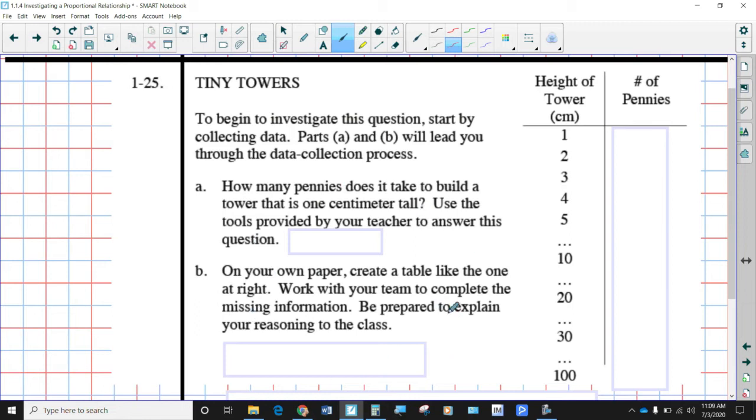All right, so let's assume you just did a fantastic job. Your table is written neatly and clearly in your journal, and you've got all these numbers written on the side. So it says, how many pennies does it take to build a tower that is 1 centimeter tall?